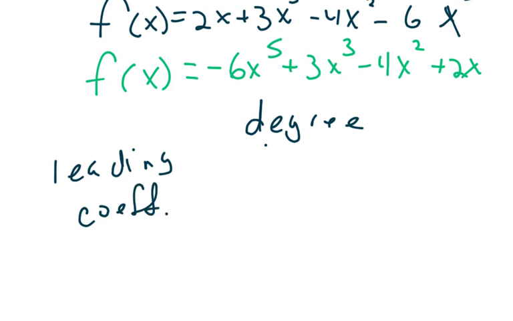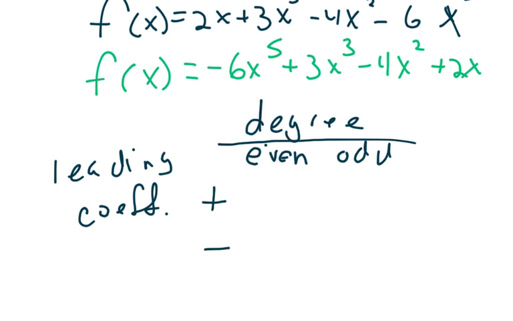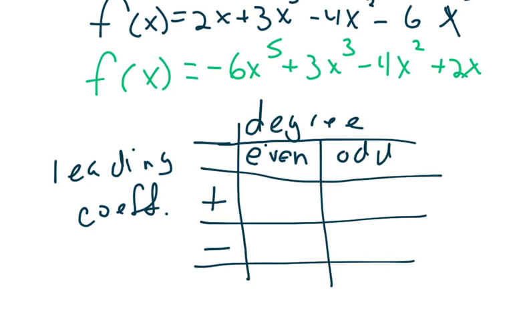Okay, so we have 2 options for our degree. Our degree can be either even or it can be odd. All right, so multiples of 2 and not multiples of 2, essentially. And then our leading coefficients can be either positive or negative. All right, so we're going to take a look and see what happens to our graph with even and odd degrees and positive and negative coefficients.